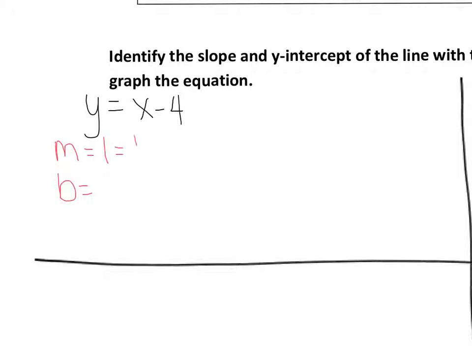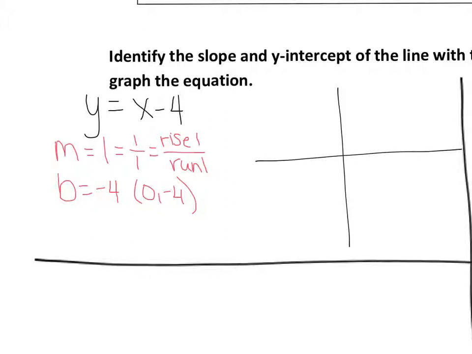Or it's actually going to be handy to write it as a fraction. 1 as a fraction is 1 over 1. And if we interpret this as slope, it means I'm going to rise 1, run 1. Okay, my y-intercept is that number on the end. Now if you look at the number on your end, it's a 4, but it's a minus 4, so we're going to carry that sign down with it. So my y-intercept is negative 4, or as a point is (0, -4).